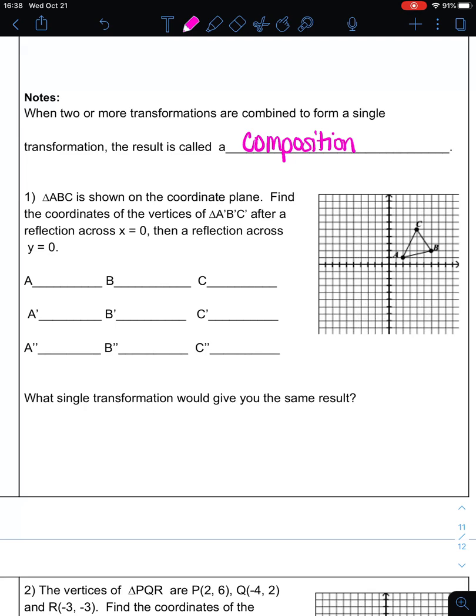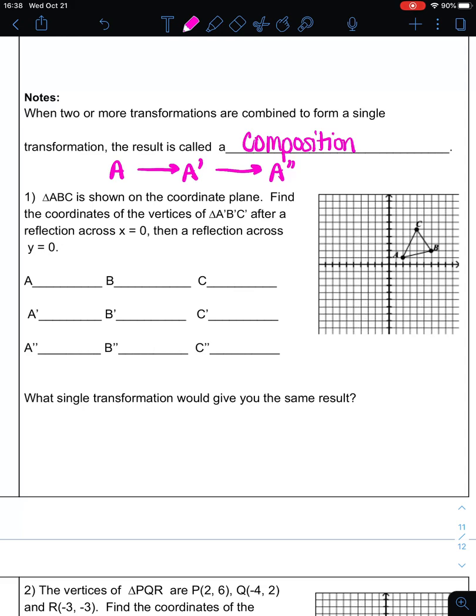Just like when you write a composition, you put a bunch of words together to form a single thought or a single idea, that is what happens when we put two or more transformations together. It's a composition. We're going to go from our original pre-image, to our image, and then change our image again. So we have our pre-image A, our A prime, and then our A double prime.